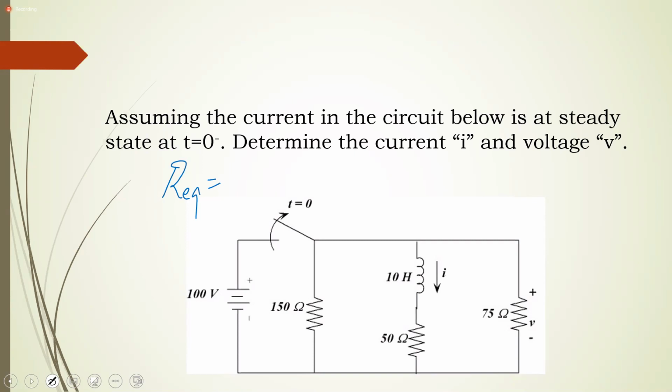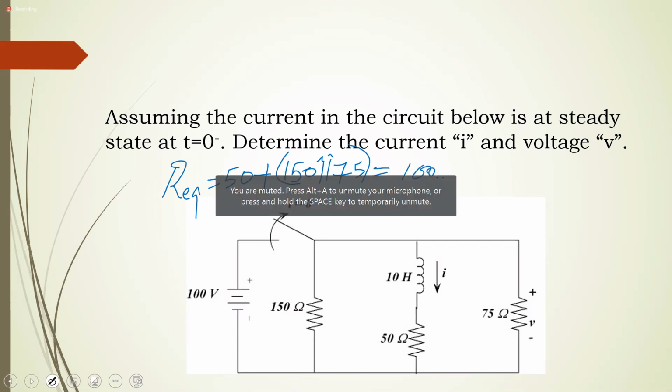You'd have 150 in parallel with 75, then in series with 50. So it's 50 plus 150 in parallel with 75, and that gives you 100 ohms. So you now have Req.